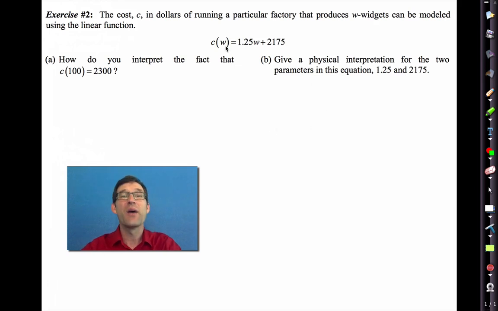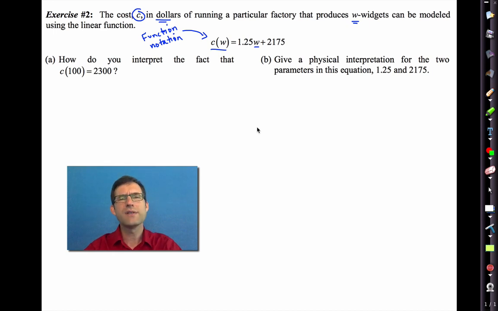Okay? So anyway, the idea here is that, now notice, function notation, that's all that is. It just says that the cost in dollars of running a particular factory is based on the number of widgets it produces, right? It's given by that equation. Now, letter A is just an interpretation. It says, how do you interpret the fact that C of 100 equals 2300?